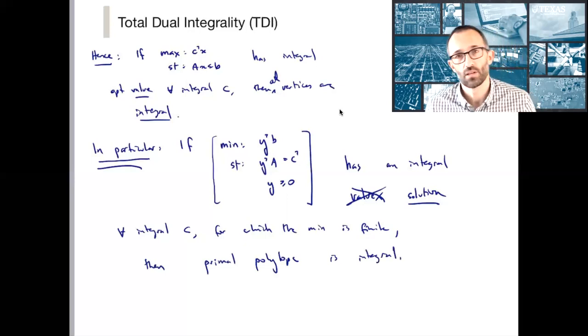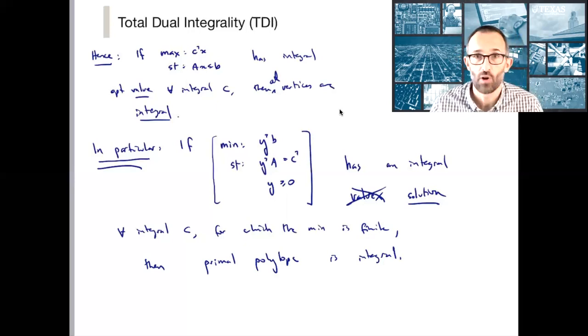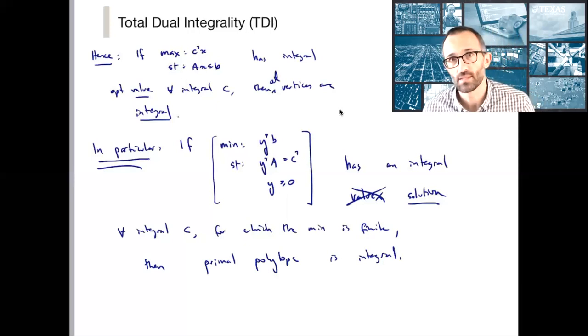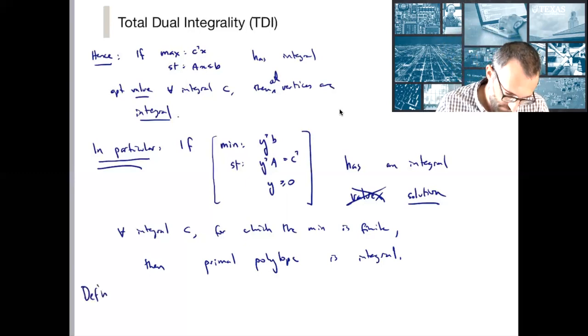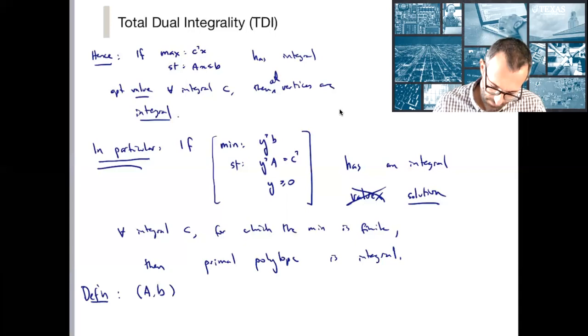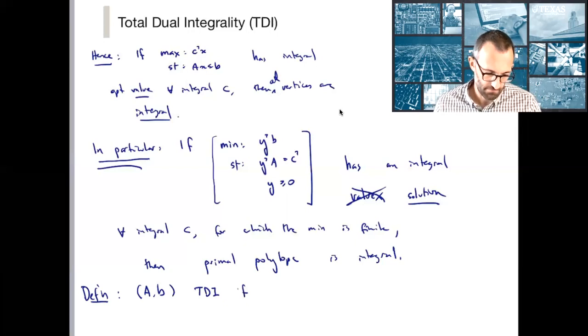And this leads to our definition of total dual integrality. And it is a property of A and B. It's not a property of C, since there is something that is required to hold for all C. So A and B are called TDI, totally dual integral. Or you could say it's a TDI system, or A and B are TDI, if basically the above holds, but let me just write it out again to make this definition.